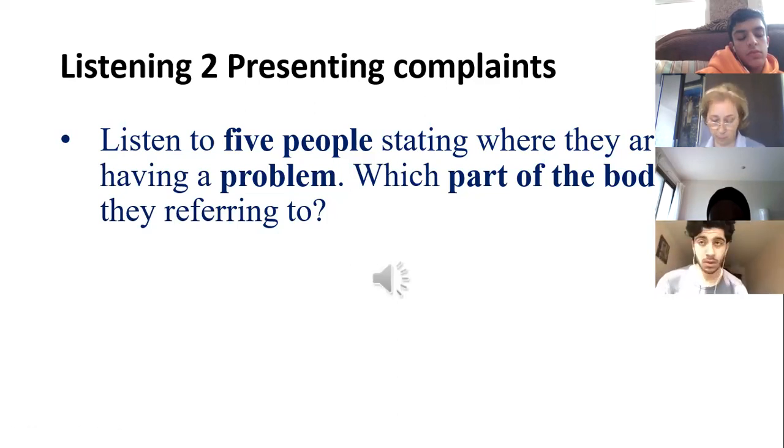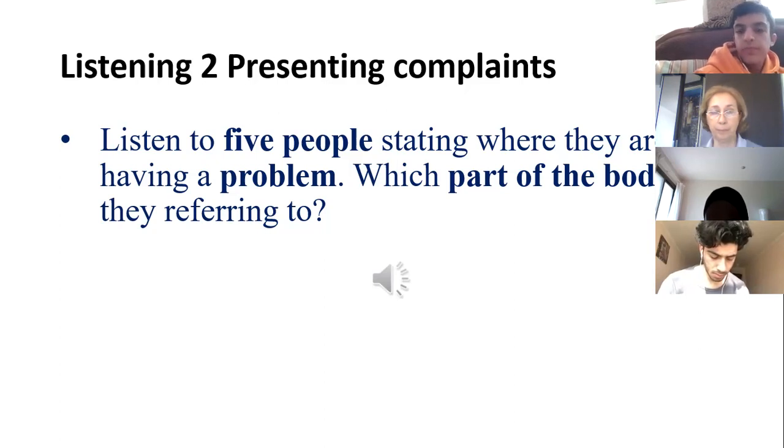Listening 2. Exercise 5. 1. It's just here around my belly button. 2. The pain is just here on my heel. 3. My wrist hurts. 4. It's just here below my ankle. 5. It feels as if my tummy is on fire.